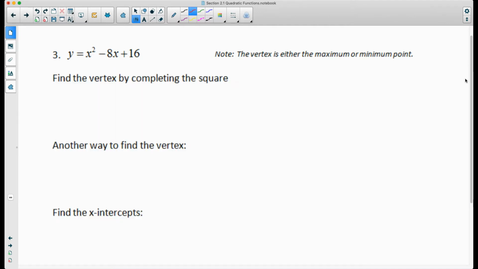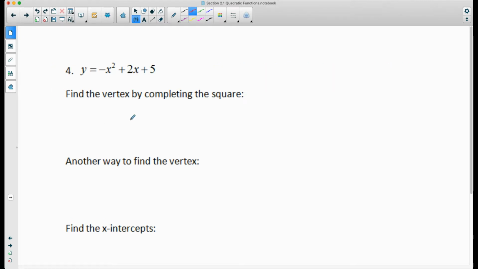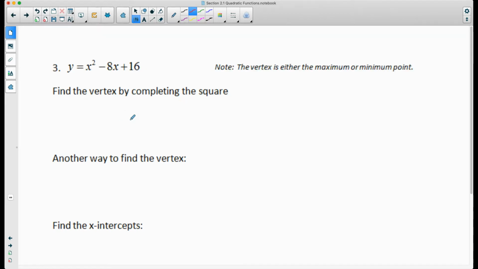Which we'll do both ways. So, completing the square. Ooh, that was a little bit ago. So, completing the square, there's also another little formula that goes with that one.